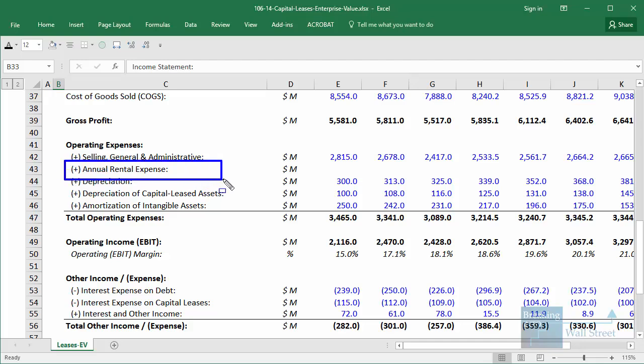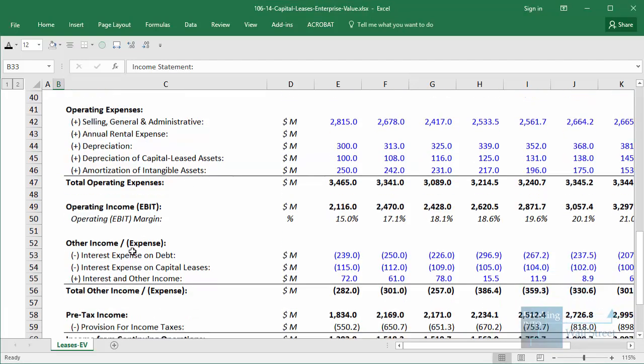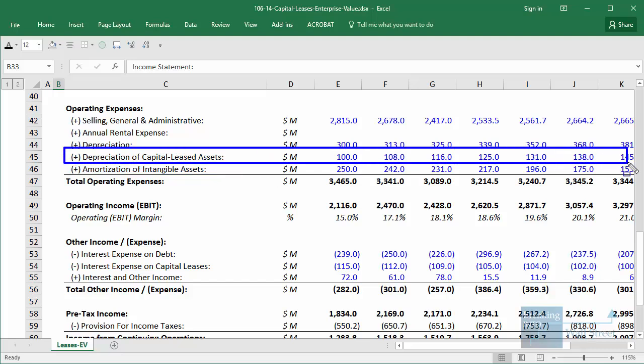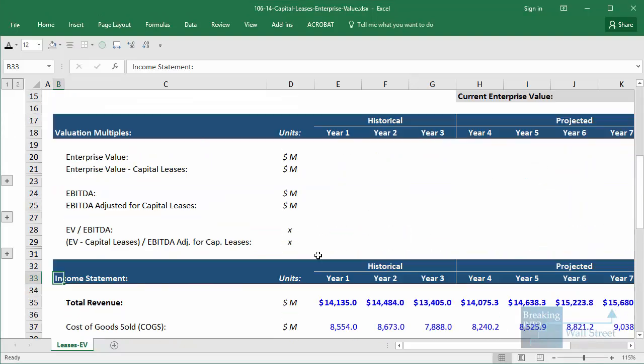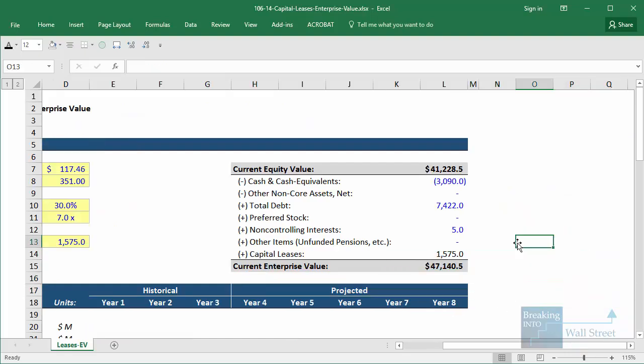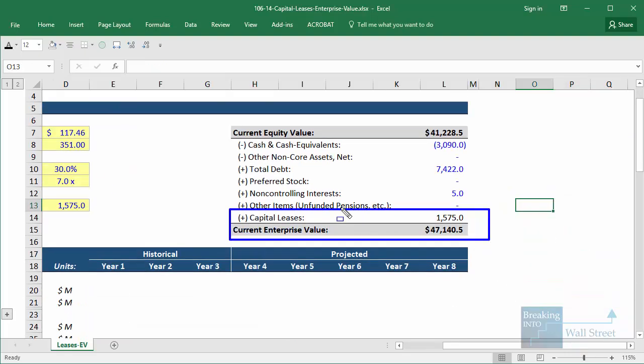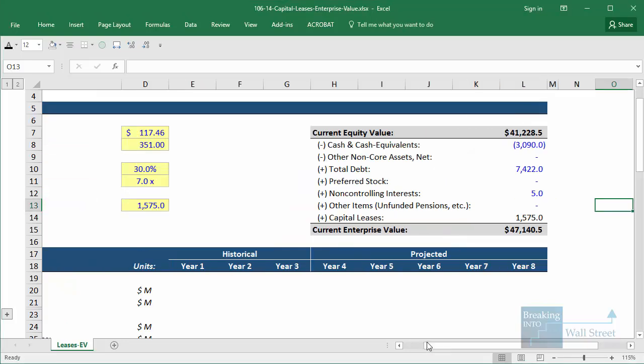Notice how we now have nothing for the annual rental expense, but we do have something for the depreciation of these capital leased assets, and then we also have interest expense on the capital leases themselves. So capital leases really are more like a combination of debt or using debt to purchase an asset, depreciating that asset, and then recording interest expense on the debt that you've raised to do it. In the enterprise value calculation, we add capital leases. So here, enterprise value has increased as a result of these capital leases.